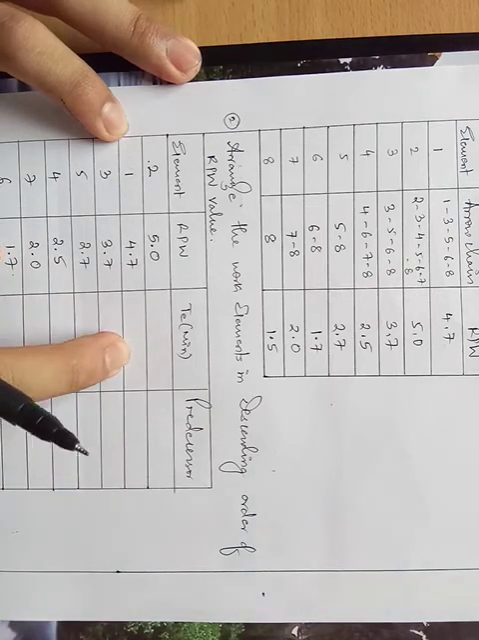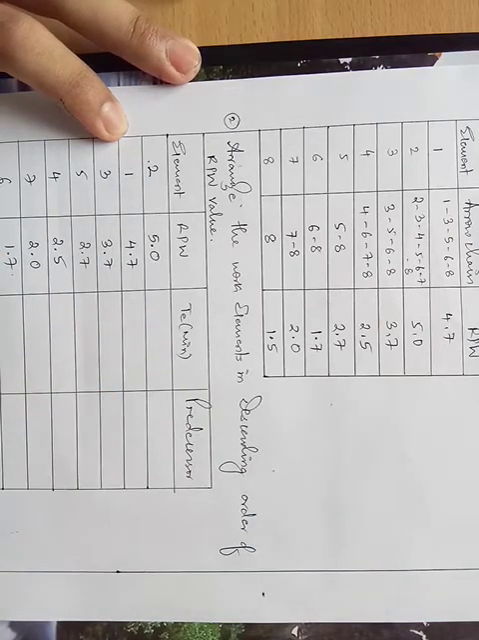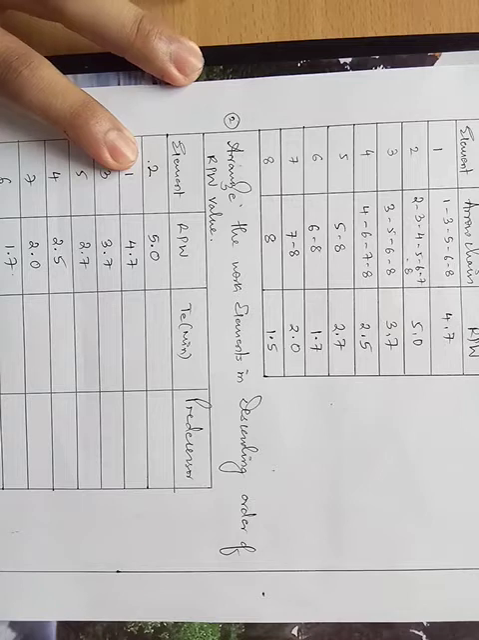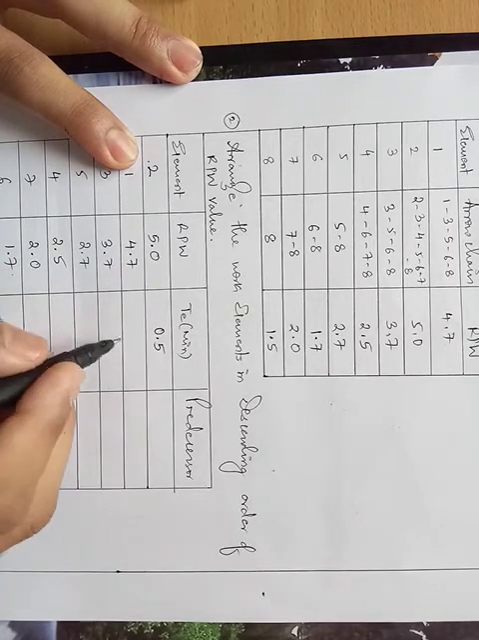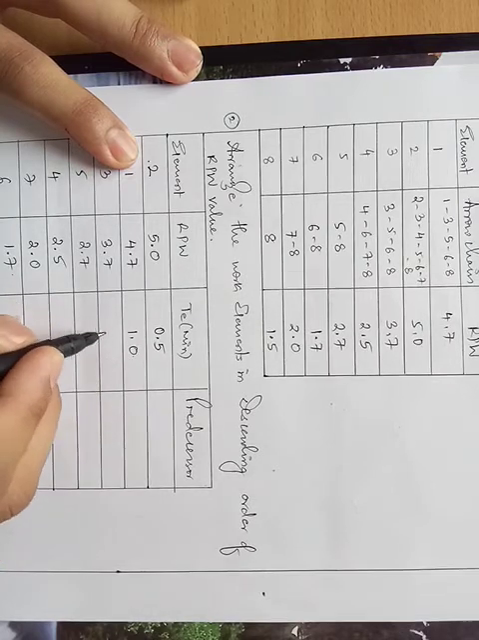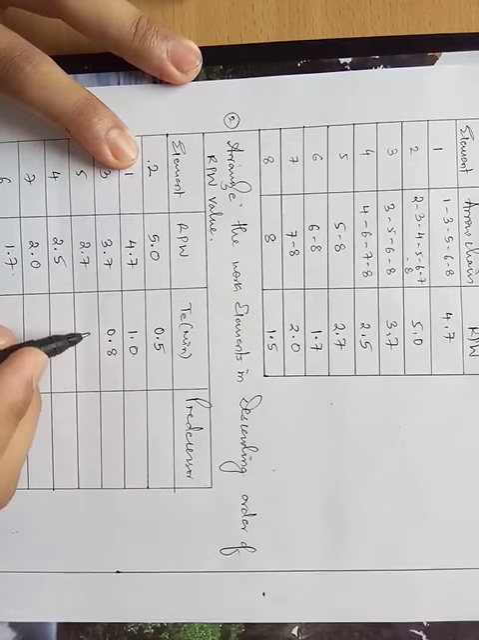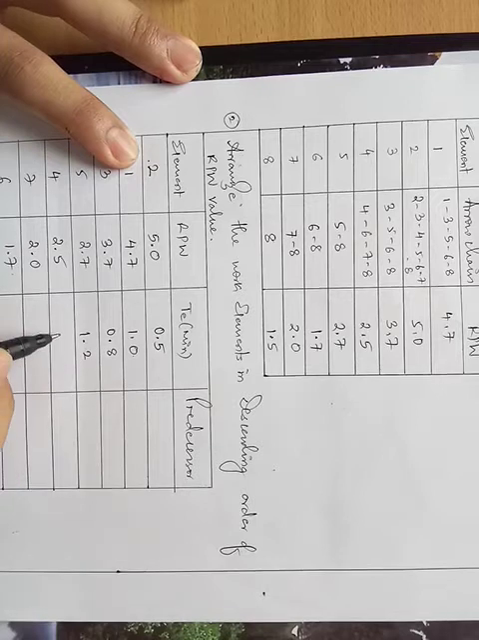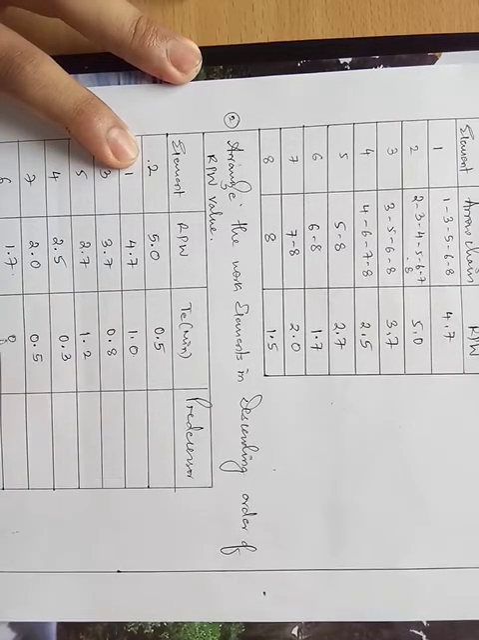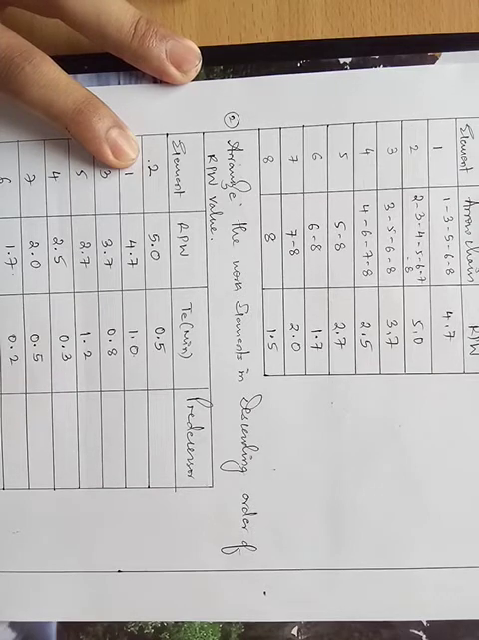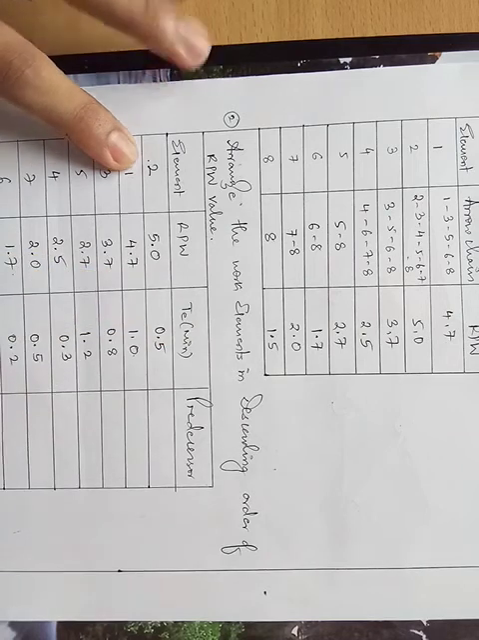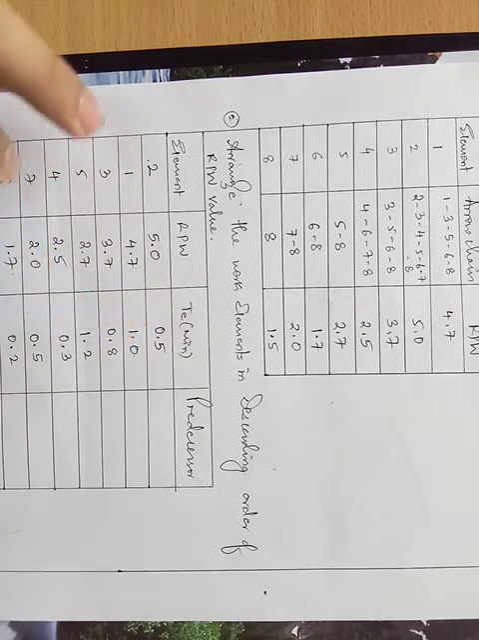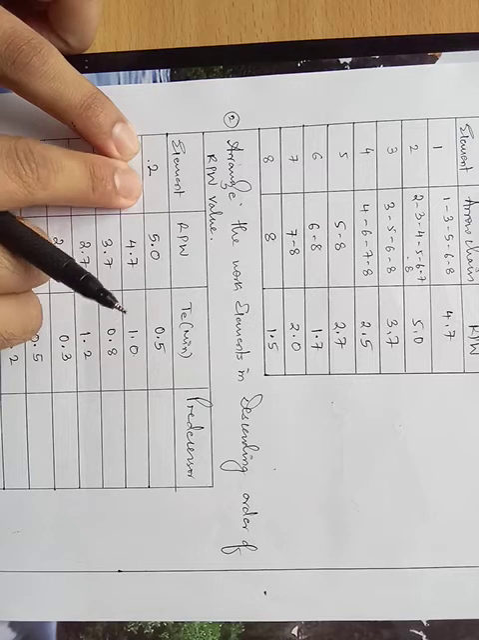Respective work element time and predecessors, you please note it. So for work element number 2, the time required is 0.5. For 1, it is 1 minute. 0.8, 1.2, 0.3, 0.5, 0.2 and 1.5. Right, so these values are given in the question itself. You just need to copy the same values with respect to the element number.